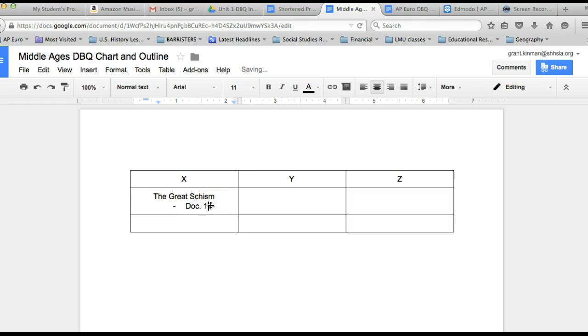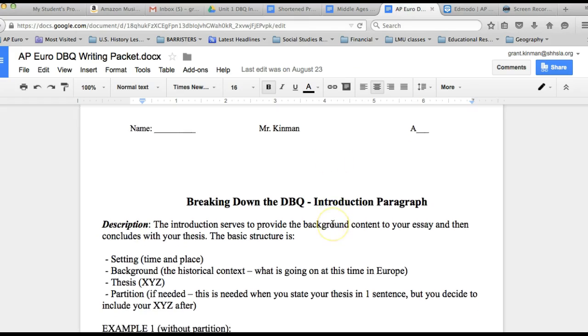Document 1, right, the Italian Nun. That helps me keep things straight. Second major idea, we got the English Peasants' Revolt. And the document that goes with that, document 2. And then over here we've got the Black Plague. And that was document 3. Document 3.